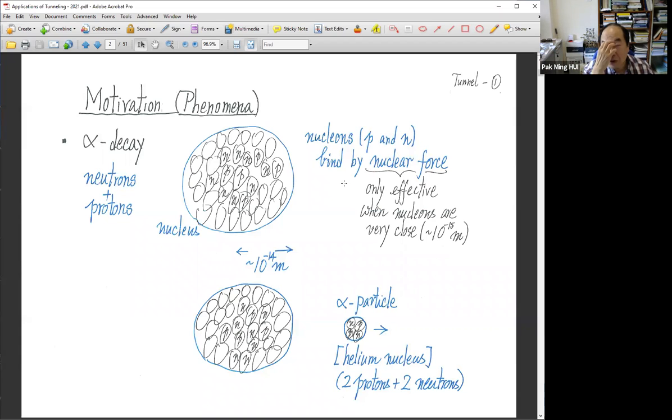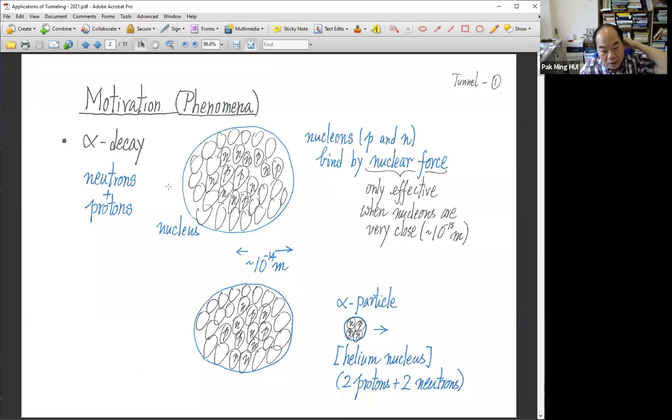But in order to understand why we have alpha decay, actually we have to wait about 30 years or so, 25 years, until the late 1920s to early 1930s, when we have quantum mechanics. It relies on tunneling. So first motivation, alpha particle tunneling, decay. That means from the nucleus, we see an alpha particle coming out.